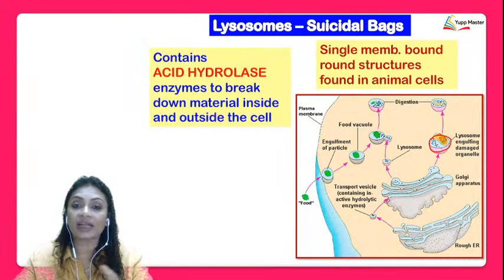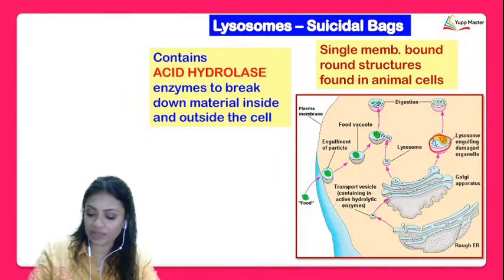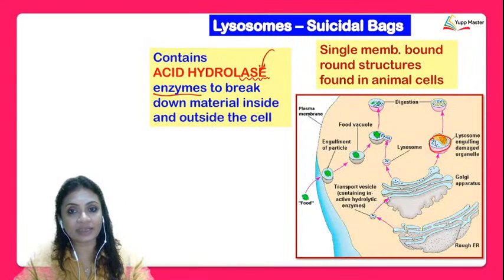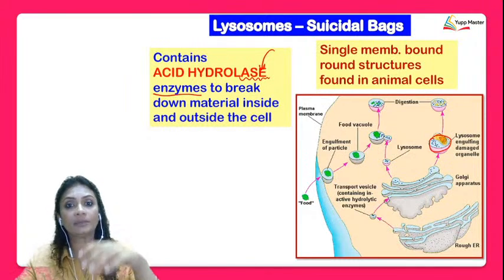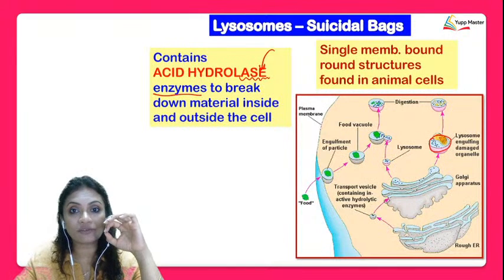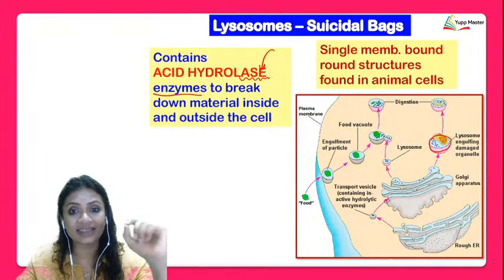What does it contain? It contains an enzyme called acid hydrolase. Since you have the name ending in ASE, that means that this is going to be an enzyme. And acid hydrolase is that enzyme which is helpful to break down any materials present inside or outside the cell. So any materials which are present will be broken down. Because of that, lysosomes have a very important role in destroying something which is not necessary. Why? Which enzyme does it have? It has the enzyme called acid hydrolase.